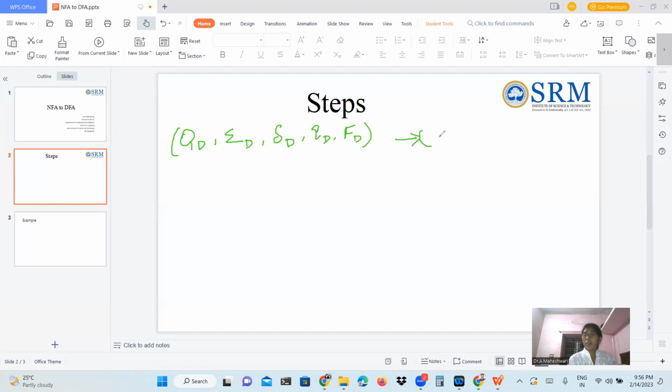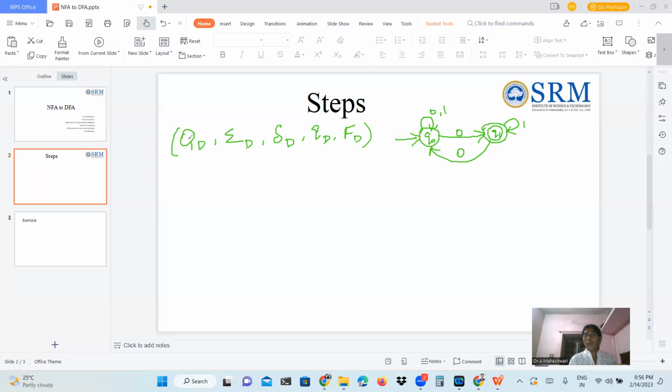Suppose you take an example with 2 states. Okay. So this diagram belongs to NFA. Why? Because on 0 there is more than one transition, right? So automatically this belongs to NFA. Now I want to convert this NFA into DFA.